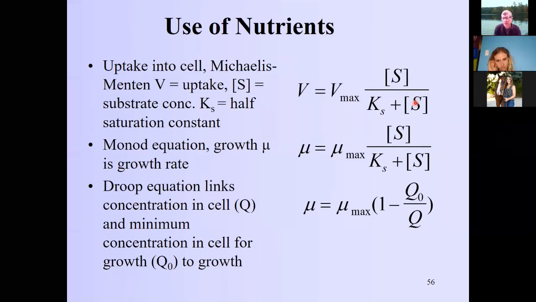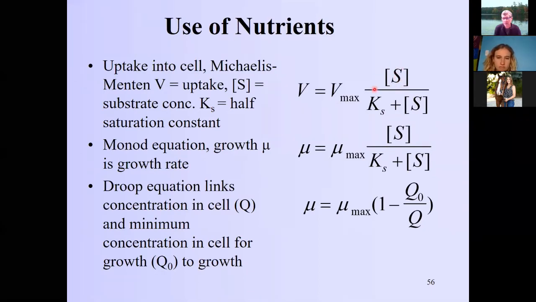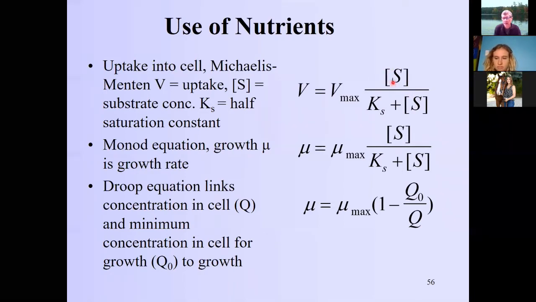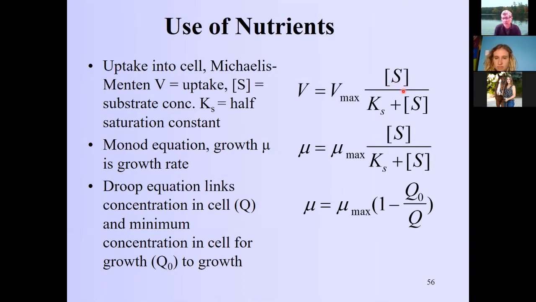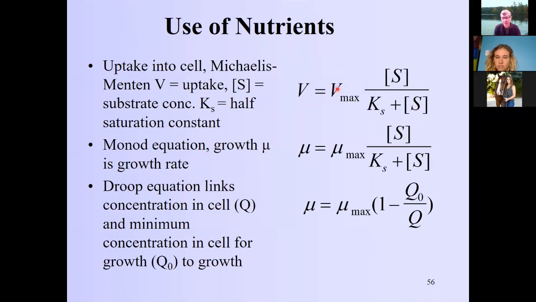So what you can tell will happen with this equation is as the substrate concentration increases, this number gets closer and closer to 1, right? It'll never be exactly 1, but it'll get pretty close to 1. And when it's less, it's going to be less than 1. And so this basically means that as you increase your substrate concentration, V is going to approach Vmax, maximum uptake.